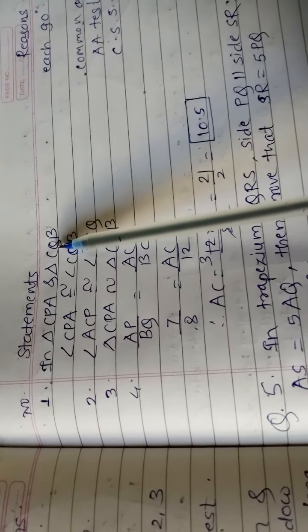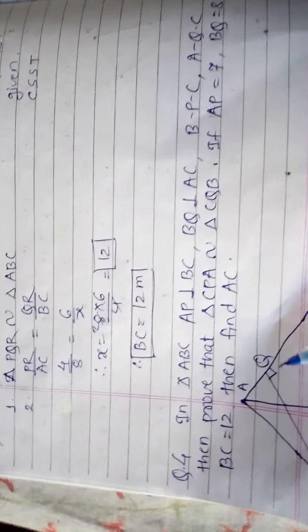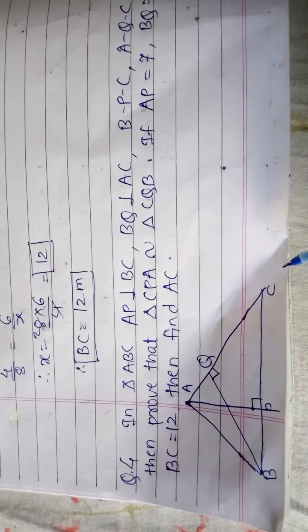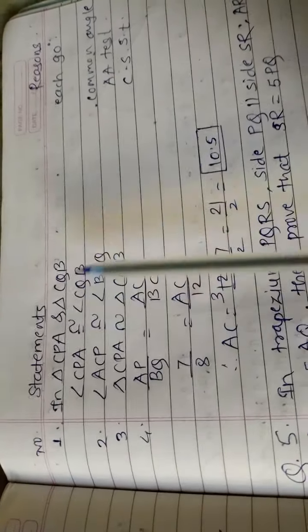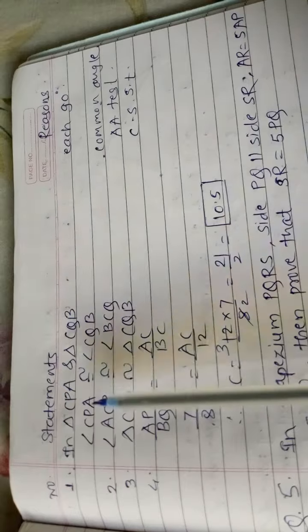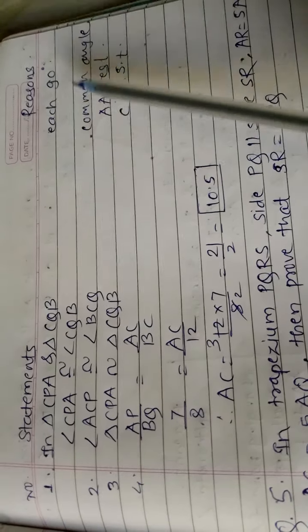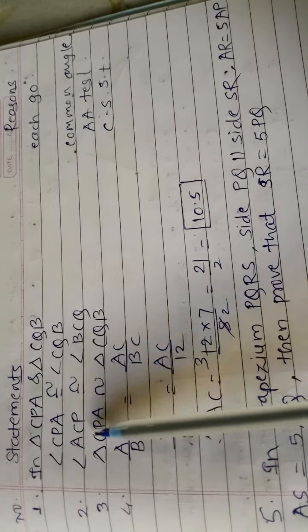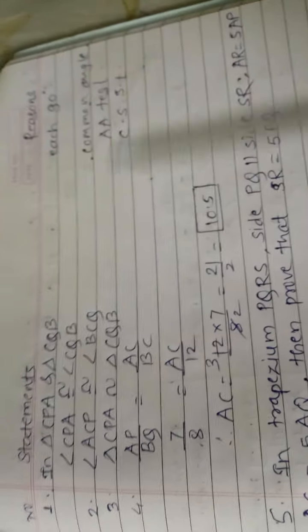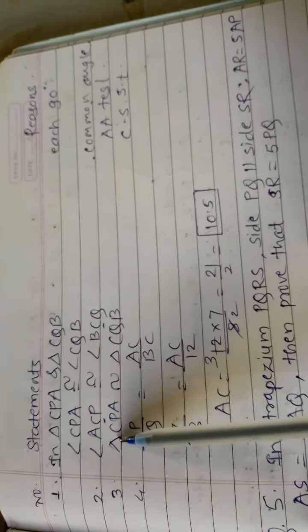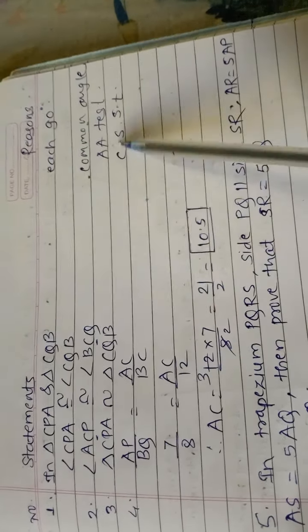In triangle CPA and in triangle CQB, see here the two triangles, triangle CPA and the second triangle CQB. In these two triangles, these two angles are the same, each of 90 degrees. So angle CPA is congruent with angle CQB, each 90 degrees. Next one, angle ACP and angle BCQ. So these are the common angles. See the common angle C. And so both the triangles are similar by AA test. So triangle CPA is similar to triangle CQB by AA test.